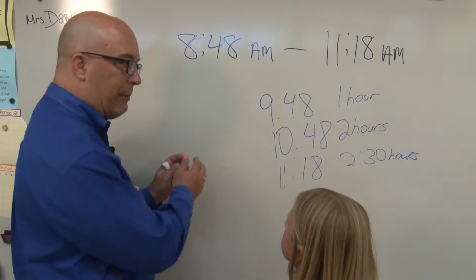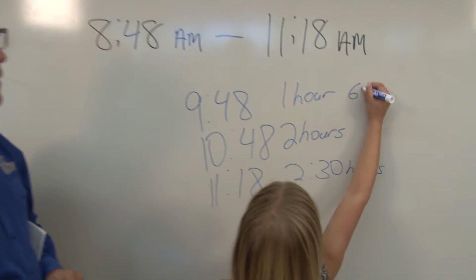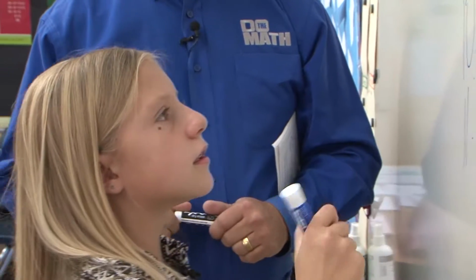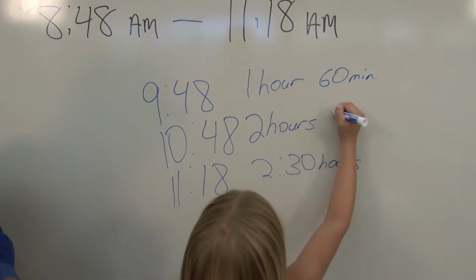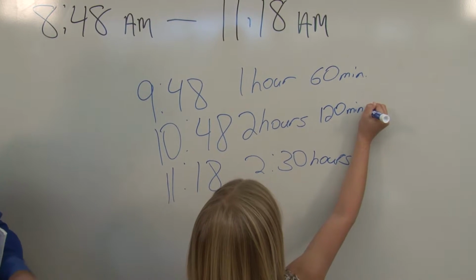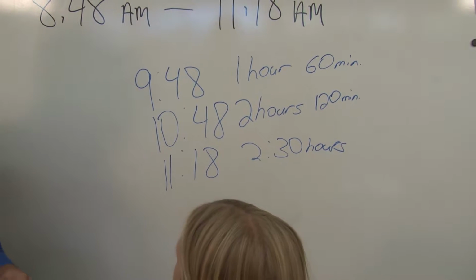So if we want to go to seconds, instead of going from hours directly to seconds, we should go from hours to minutes. So how are we going to figure out how many minutes that is? 60 minutes in an hour, so that's 60 minutes. Okay. 2 hours would be 120 minutes. Okay, so we have 120, and now we need to deal with this 30 minutes. Which is just 30 minutes.